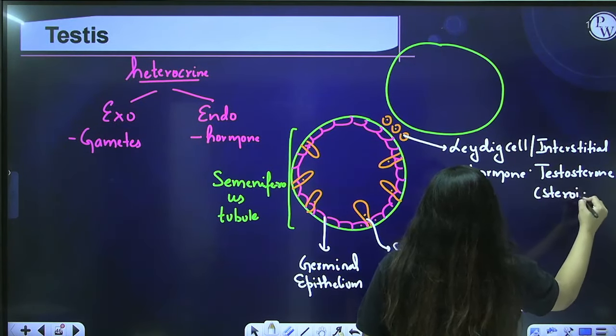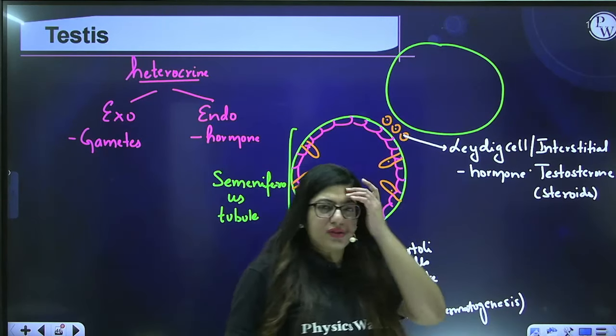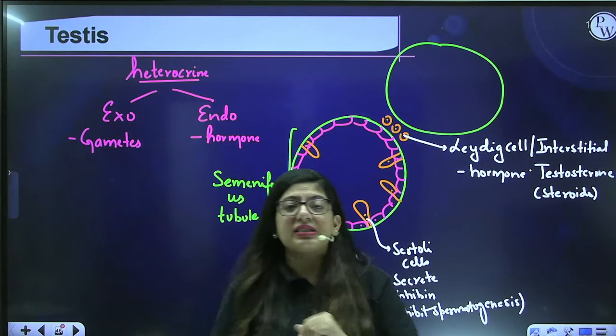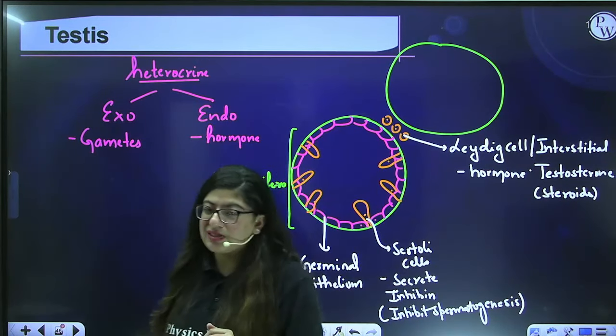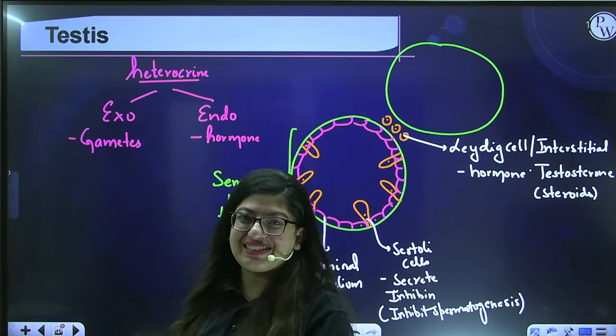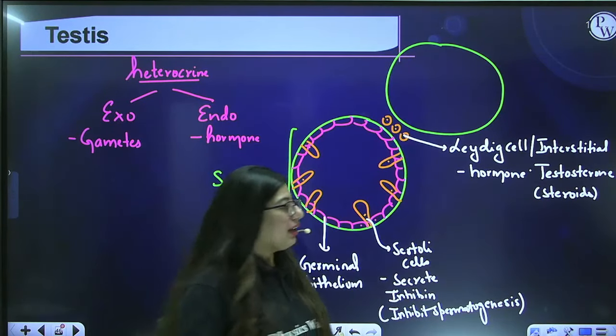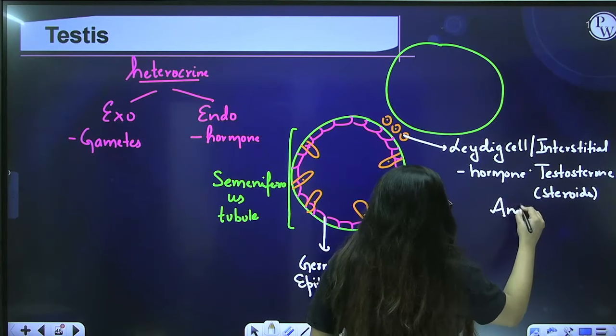So we have so far discussed that corticoids are also steroids. What are steroids? They are a special form of lipids. We'll be discussing them in the biomolecules chapter, the most awaited chapter. So they are also lipid-like, and they're commonly known as androgens.